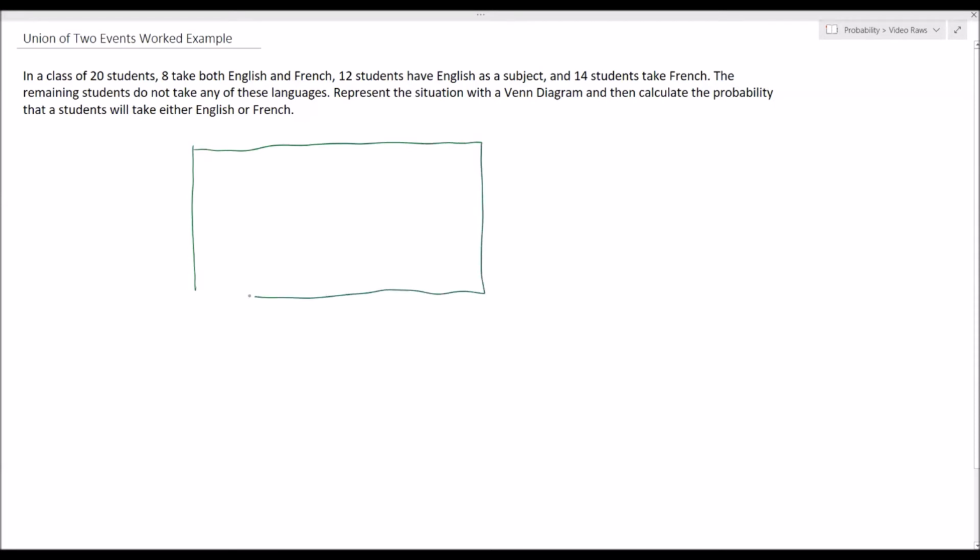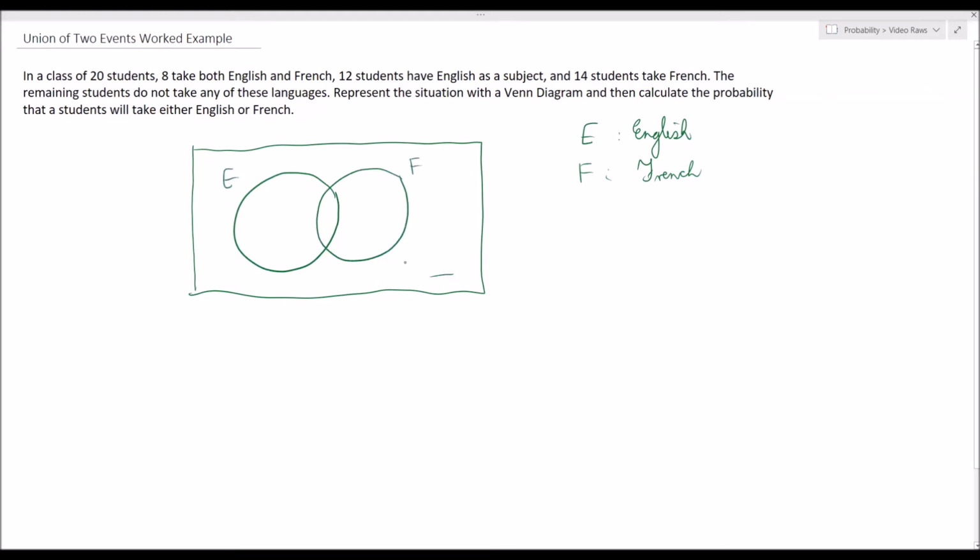So let's start off with our Venn diagram. We will have E representing English, the event that the student takes English, and F be the event that the student takes French. So let's draw our sets of events. E for English, F for French, and then we have the room for the students that don't take English or French. And this is our entire sample space.